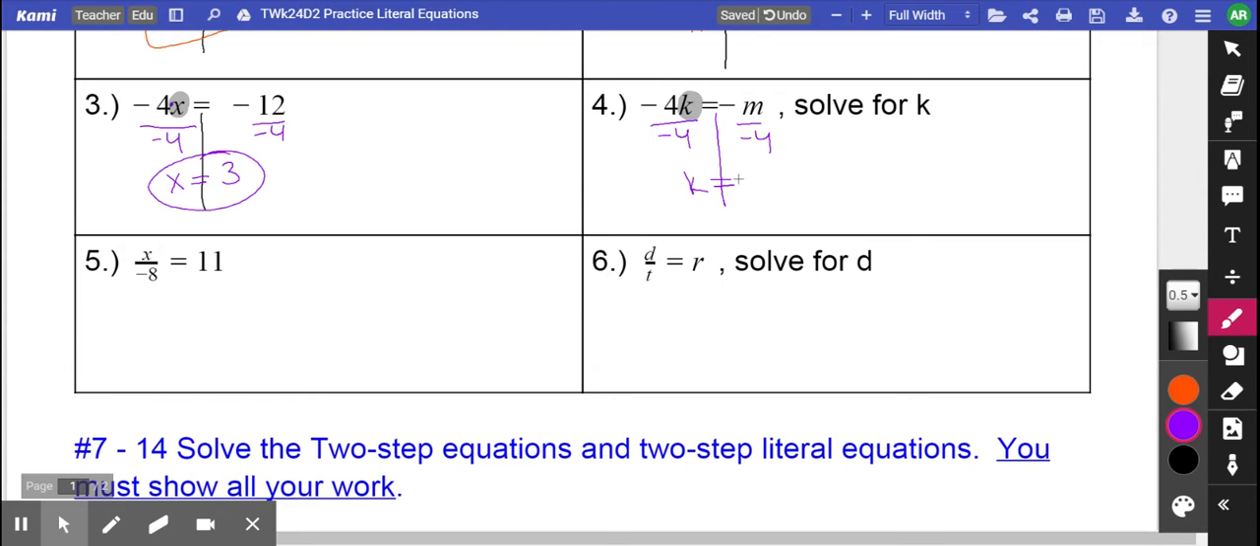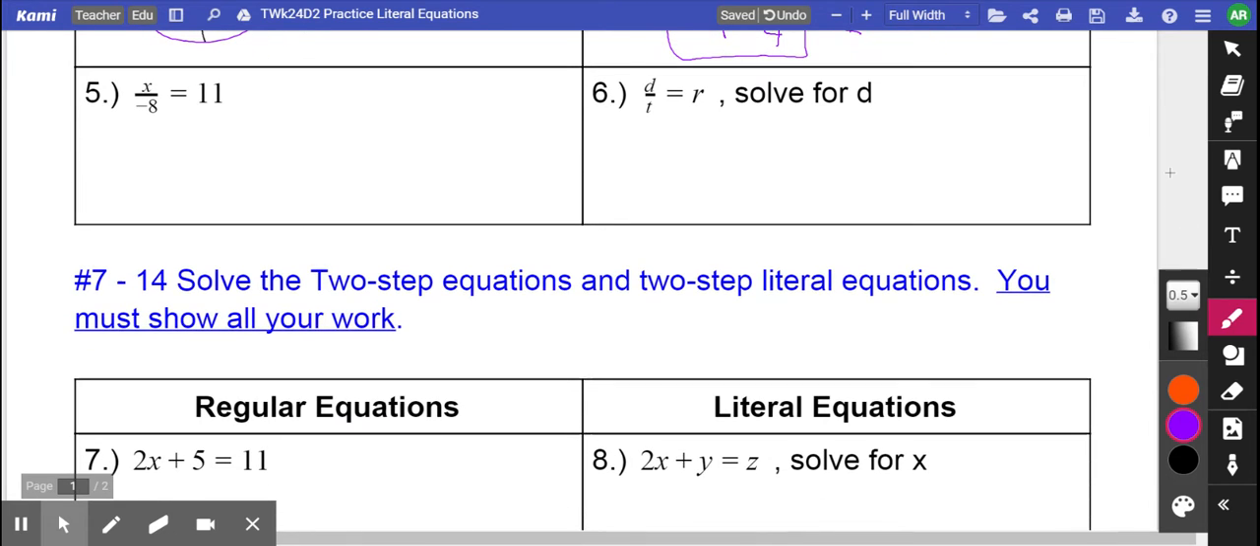This is where you got to be careful. Some of you might write negative m over negative 4. Okay, but two negatives, so it's really m over 4. Okay, this is writing how you say it. This is simplifying the negatives out.